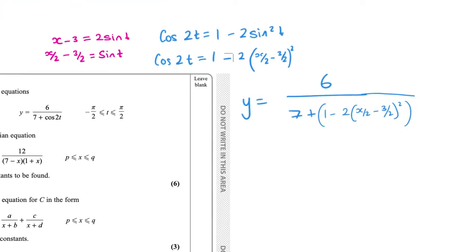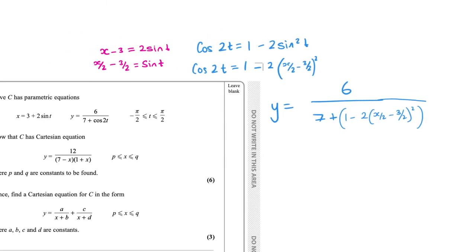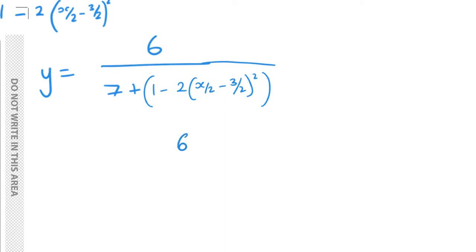Okay? Are we all here at this stage? Now it's just a case of algebra manipulation to get to 12 over. So let's see what happens here. So we're going to have 6 over 7 plus 1 minus 2 lots of.